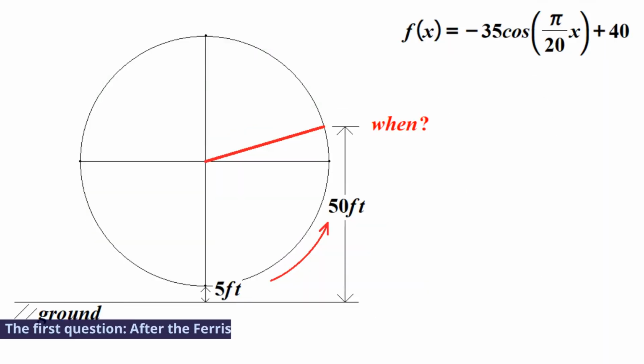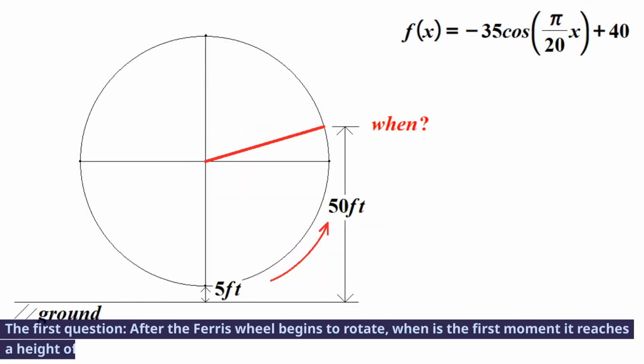Alright, here's the problem. The first question. After the Ferris wheel begins to rotate, when is the first moment it reaches a height of 50 feet?